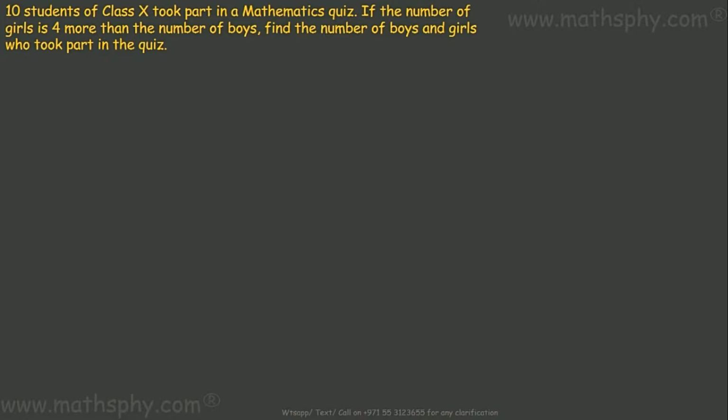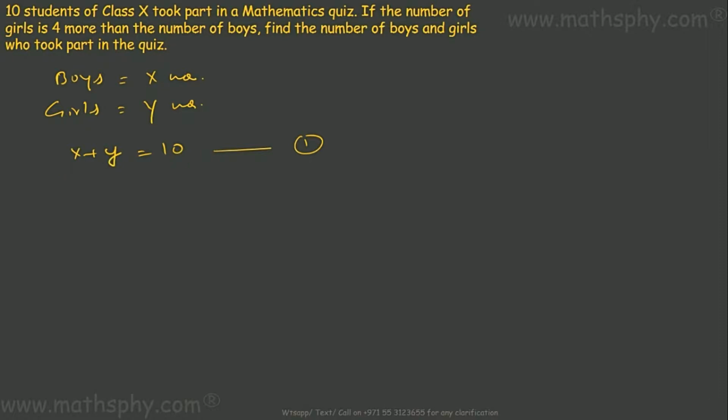First of all, let's form the linear equation. I'll take boys say as x and girls as say y. X numbers, y numbers. Means x plus y is equal to 10. That's my first equation. It says 10 students of class 10 took part in a mathematics quiz, means total x plus y should be 10.